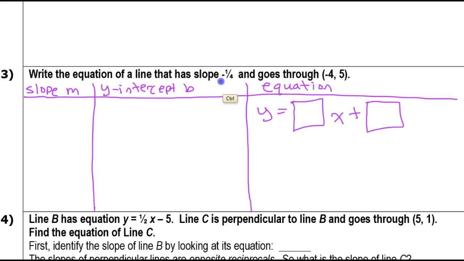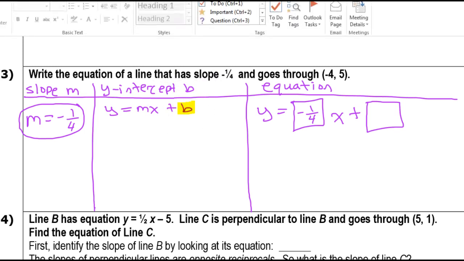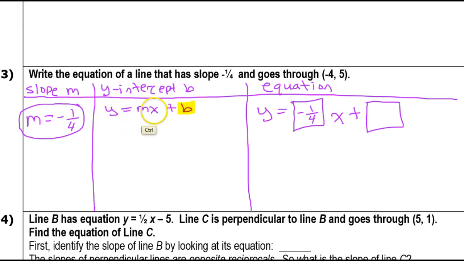So first, let's find the slope. Well, they gave me the slope right away. So the slope is negative 1/4. They just gave me that. So I can go ahead and put negative 1/4 in right now. So now all I need is the y-intercept, which is b. And the way I do that is I go y equals mx plus b, and I am looking for b right now. So that means I need y, m, and x.